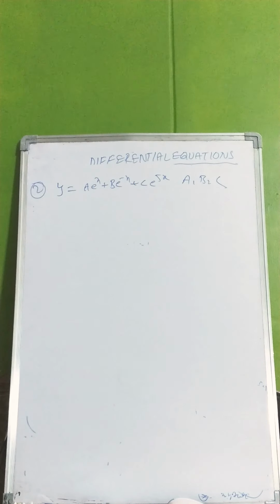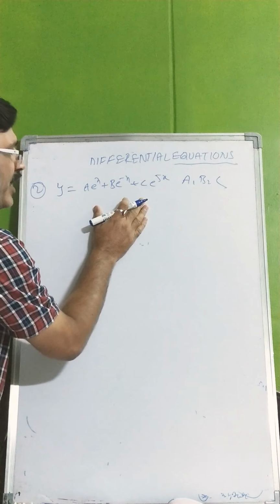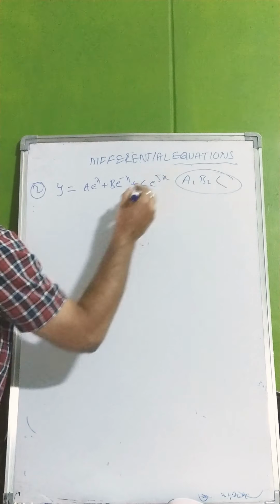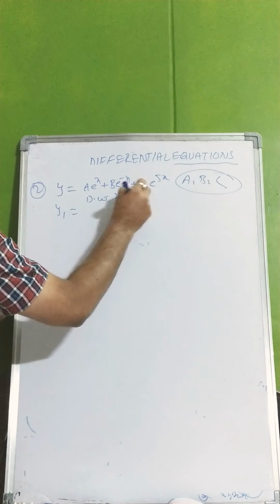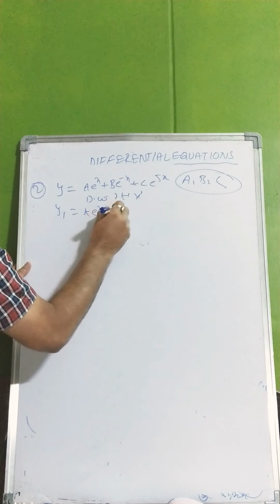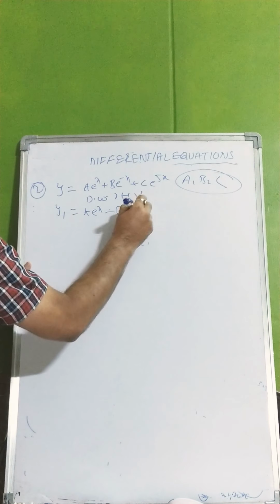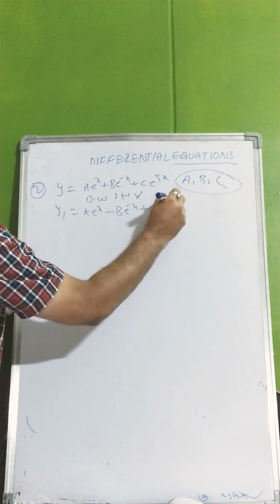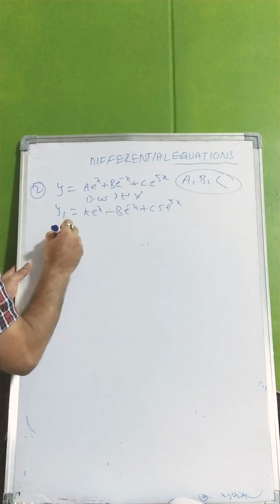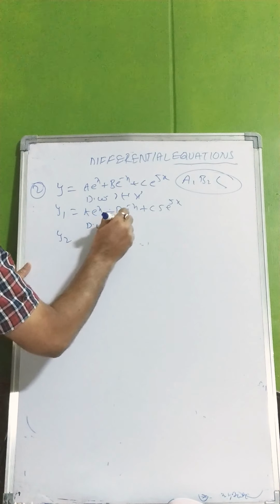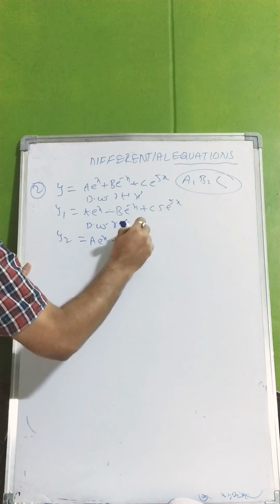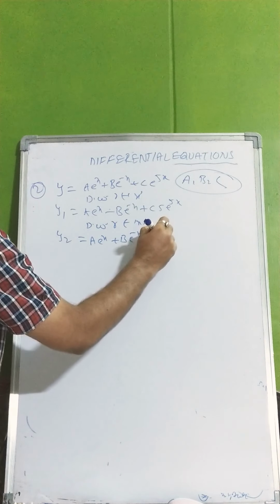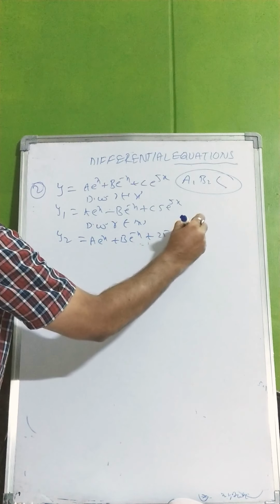Second example I am taking here for formation of differential equation. How many number of times you have to differentiate? 3 times, because there are 3 constants. So you see, y1, differentiate with respect to x. So a e to the power of x, here minus b e to the power of minus x, 5c e to the power of 5x. Yes, no problem. Once again, differentiate with respect to x. You see here a e to the power of x plus b e to the power of minus x plus 25c e to the power of 5x you can write.